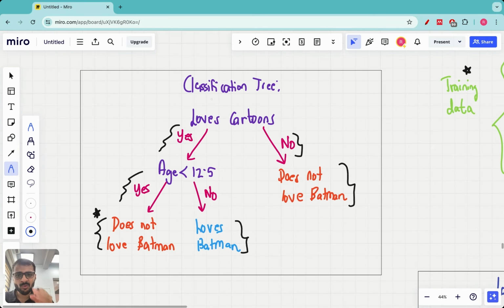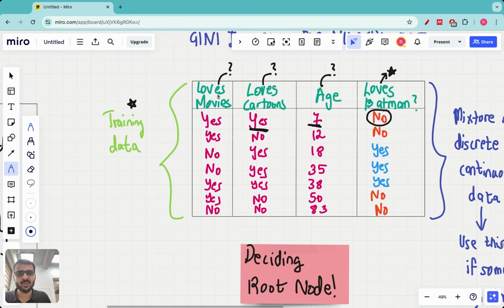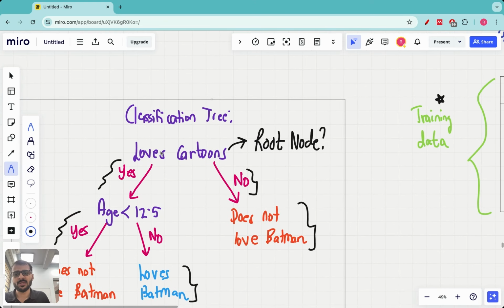The goal for us is to build a classification tree like this from scratch. So for example, there are a number of questions, right? The first question is, what should really be in this root node? Why did we choose this question of loves cartoons in the root node? Why not choose the question of whether they love movies or what is their age? Those also could be in the root node, right?